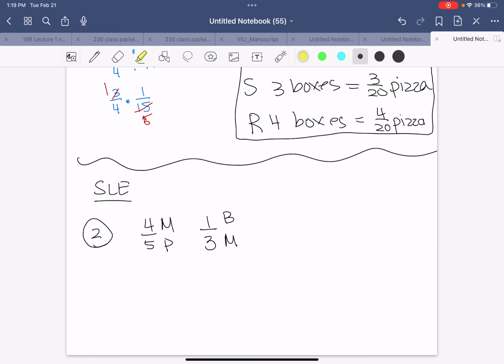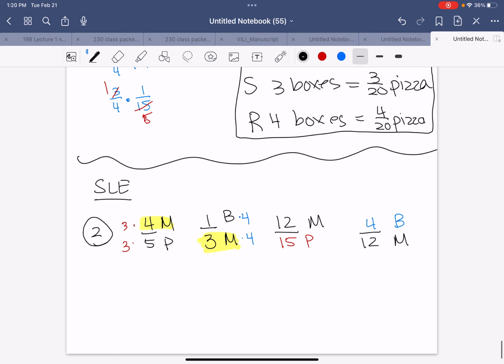Now, again, these numbers are a little bit larger, so I'm going to go ahead and remedy these and make Mama the same in both places. 4 and 3, the only common multiple there is 12. So I'm going to have 12 for Mama up top in the first ratio and 12 for Mama in the bottom in the second ratio. And that means I'm multiplying the first ratio by 3 to get 15 for Papa. And I'm multiplying the second ratio by 4 to get 4 for Baby.